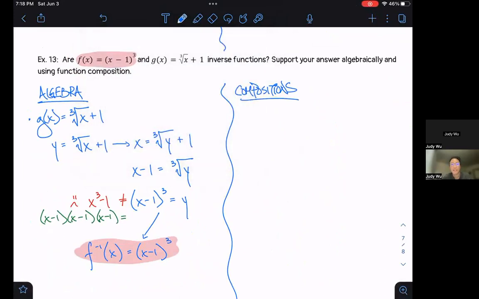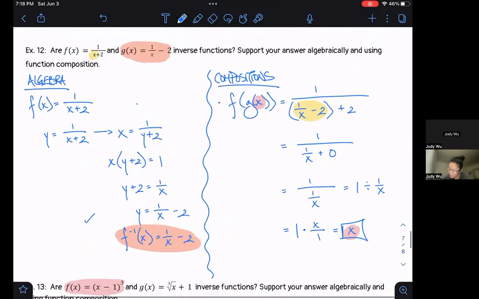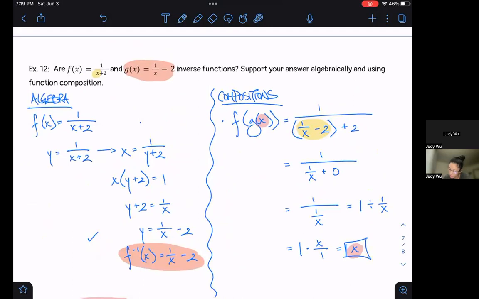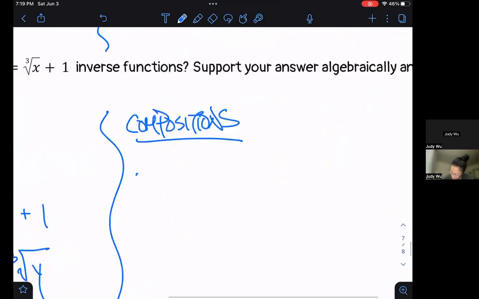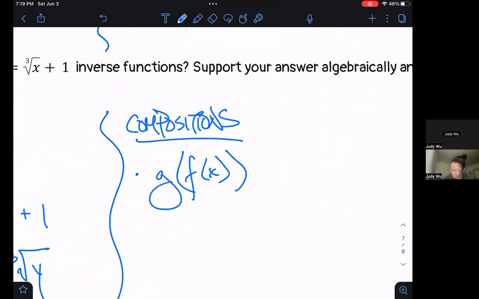All right. Now let's try the compositions. So last time we put the g inside of the f. This time, let's do the reverse. Let's put the f of x inside the g of x. And so notice that we're putting x in, which means at the end, we should end up with x.